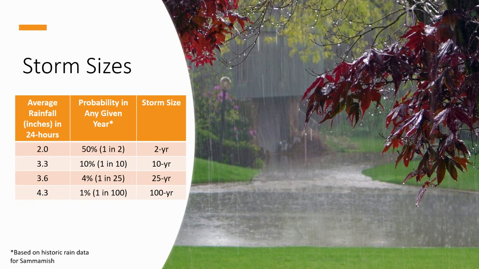It's possible for multiple large rain events to occur in a single year. You can have 2 days in a row that each see 3.3 inches of rain, but the chances of that are pretty low, about 1 in 100 years.